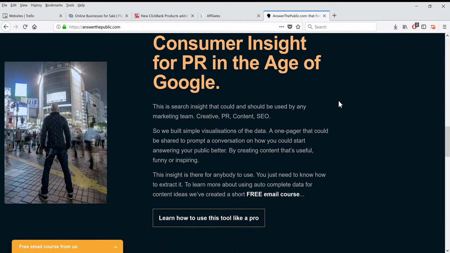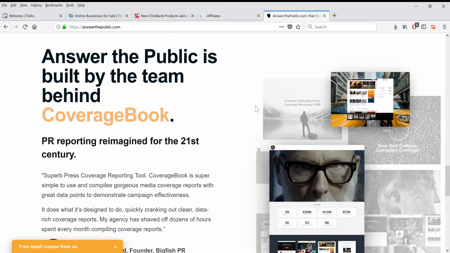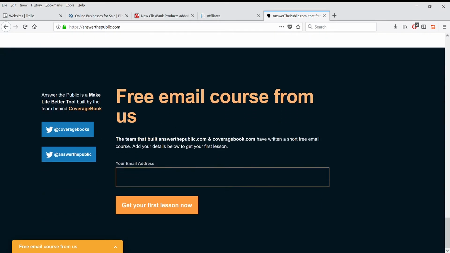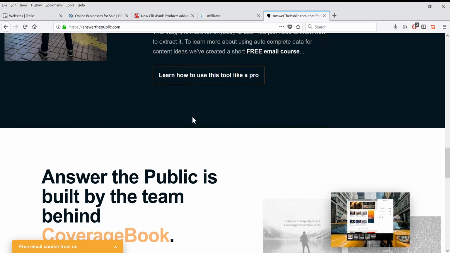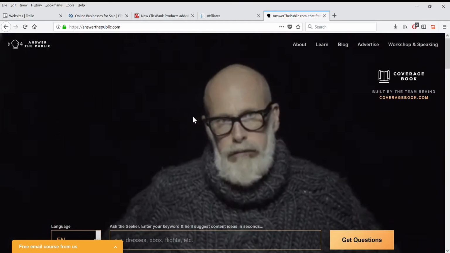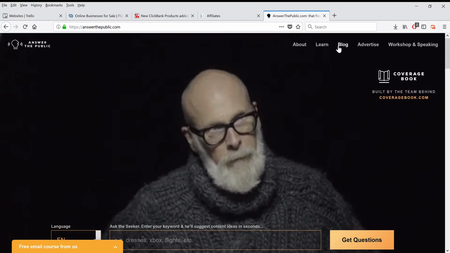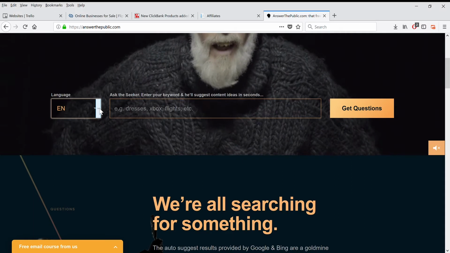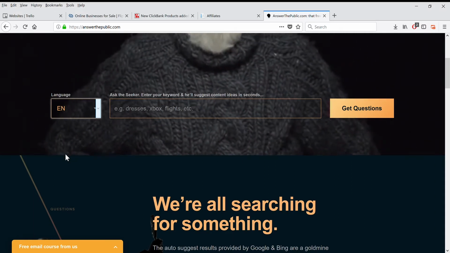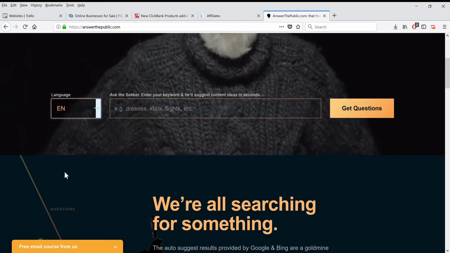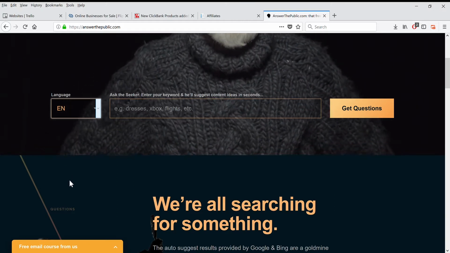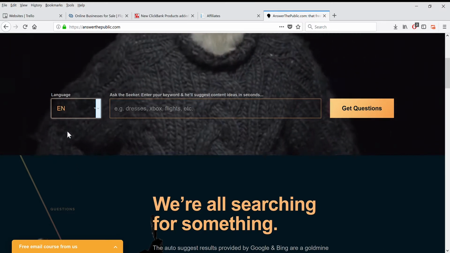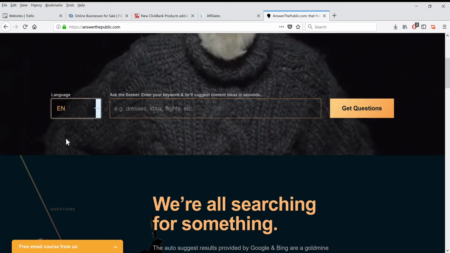And some more coverage book. I'm not sure what this is. As I say, it might be worth joining their email course. See what's happening. They also have a blog as well. I think it works in different languages. It's hard to see. French, Italian, this would be Dutch, maybe Norwegian, Polish, Portuguese, Swedish. I don't know what it is. Okay. Maybe German as well.